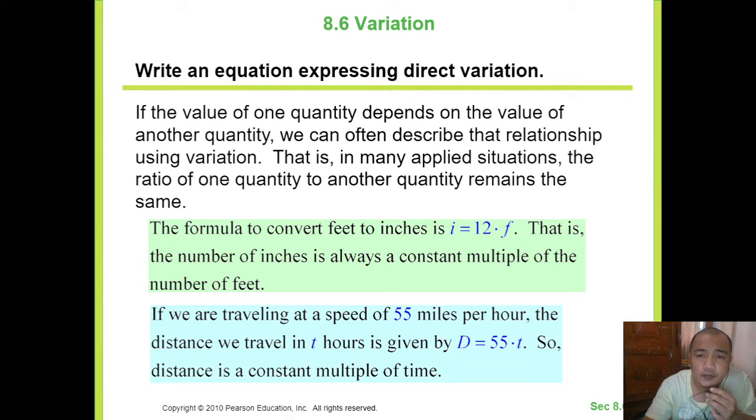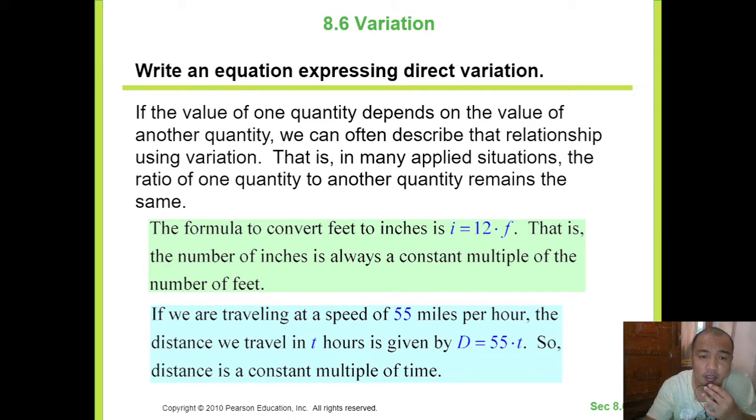Write an equation expressing direct variation. If the value of one quantity depends on the value of another quantity, we can often describe that relationship using variation. That is, in many applied situations, the ratio of one quantity to another quantity remains the same. So the formula to convert feet to inches is I equals 12F. That is, the number of inches is always a constant multiple of the number of feet.